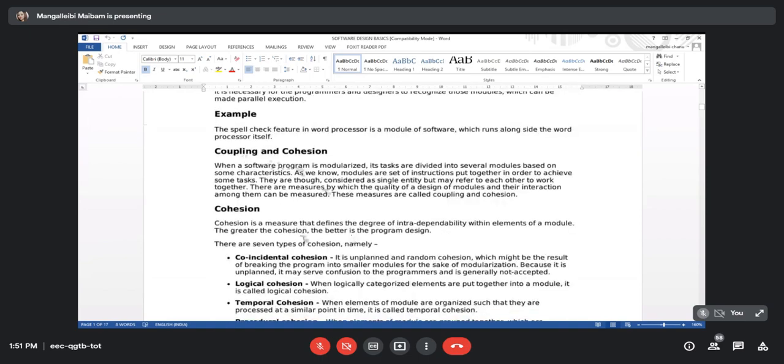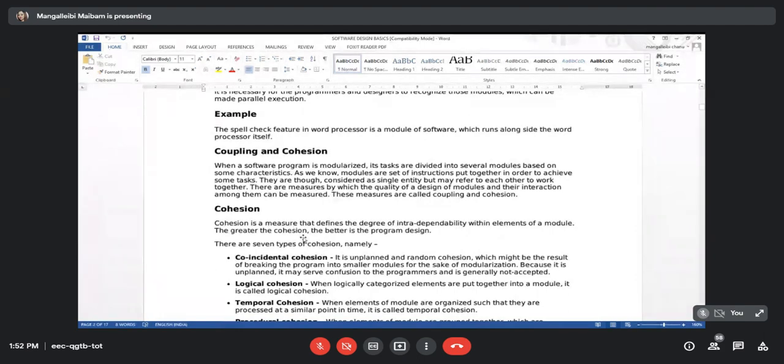And coupling and cohesion is also a measure that defines the degree of interdependability. So how much interdependability is there within elements of a module. In the module we have some elements, so we are going to check how much interdependability, that means the elements are depending on each other. So what is the degree that we have to check?